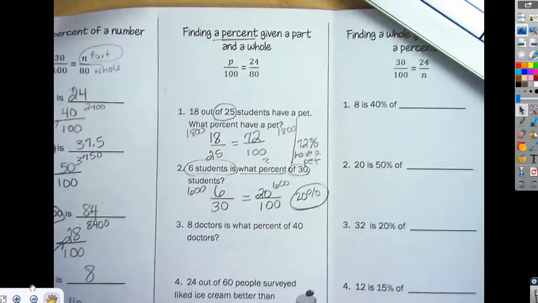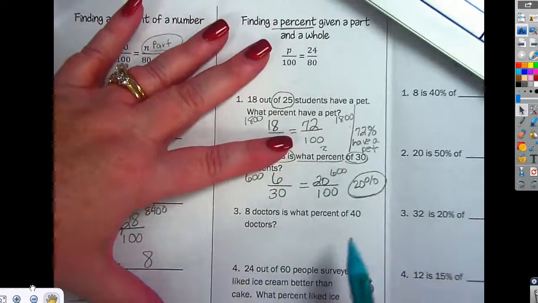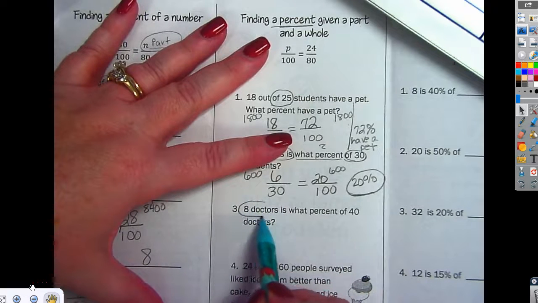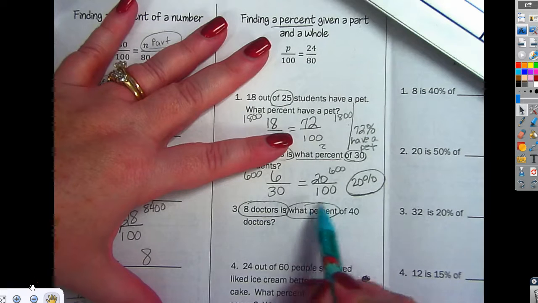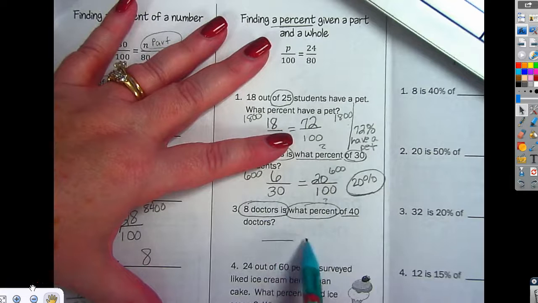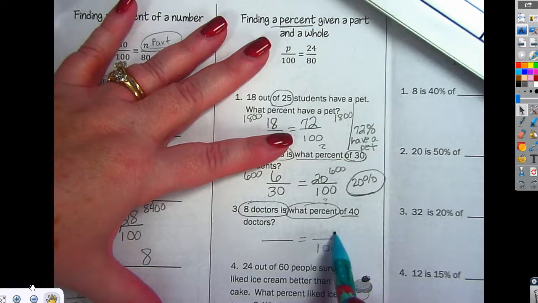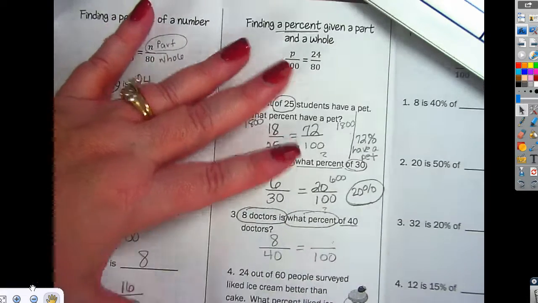All right, let's look at the next one. 8 doctors is what percent of 40 doctors? Again, 8 doctors is what percent, that's the question, that's what we're filling in, of 40 doctors. So it's the percent that's missing. We have 8 out of 40. What's that percent?